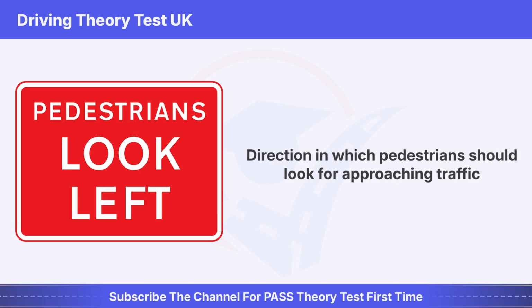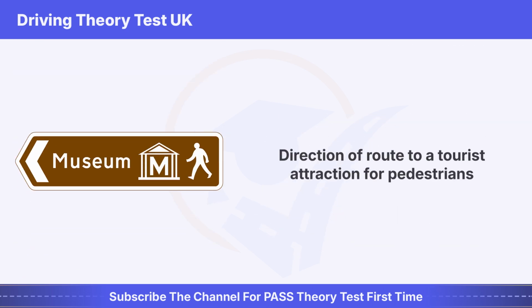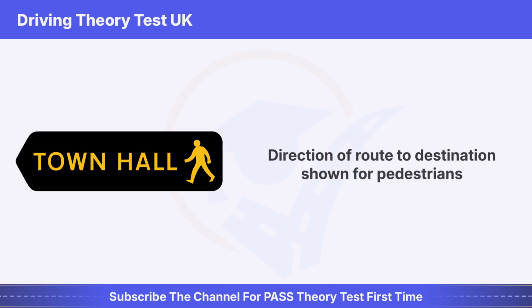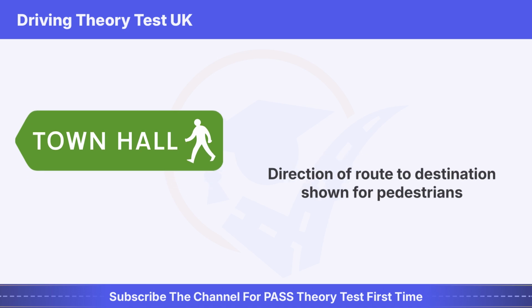Direction in which pedestrians should look for approaching traffic. Direction of a numbered route for pedal cycles, forming part of a national cycle network at a junction. Direction of route to a tourist attraction for pedestrians. Direction of route to destination shown for pedestrians.